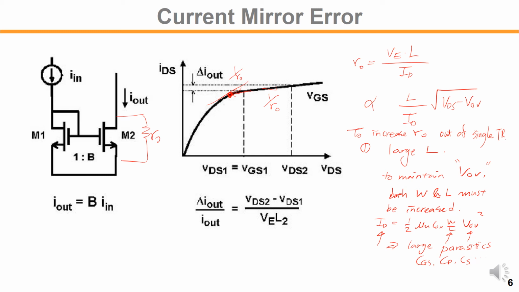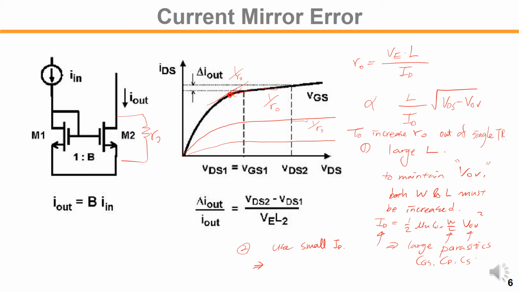What else can you do to reduce ID? Use a small ID. Meaning if you use a small current level, it will be flatter than with a large current level. So a higher RO can be achieved. But this kind of thing is limited by the circuit requirement.